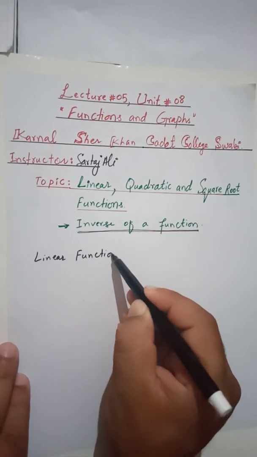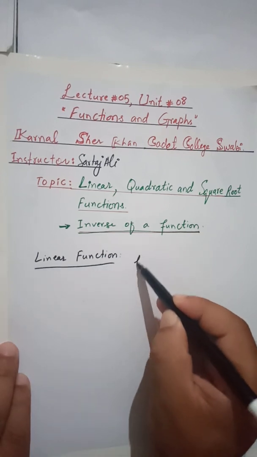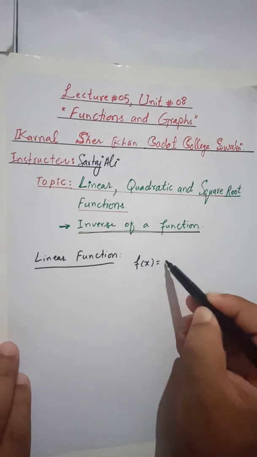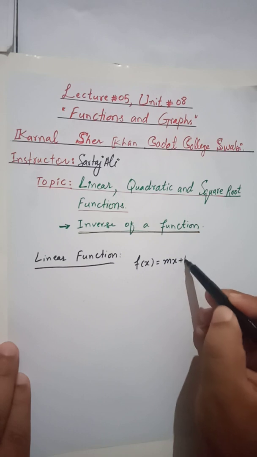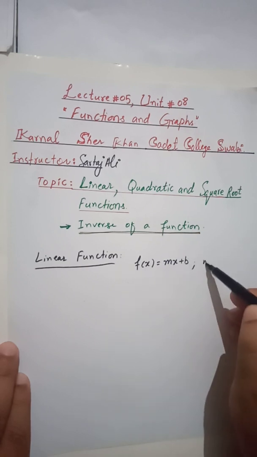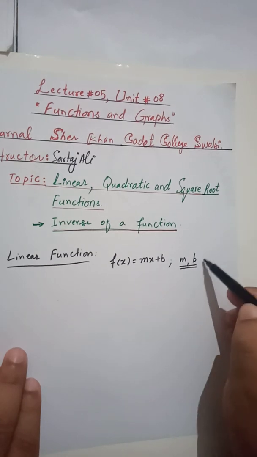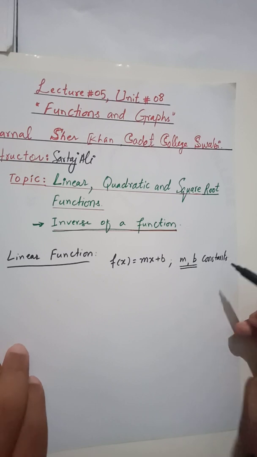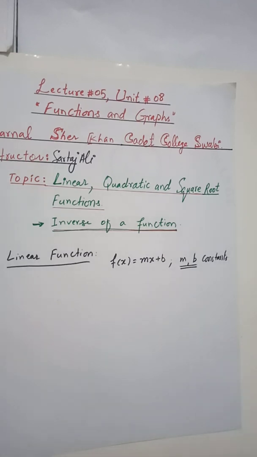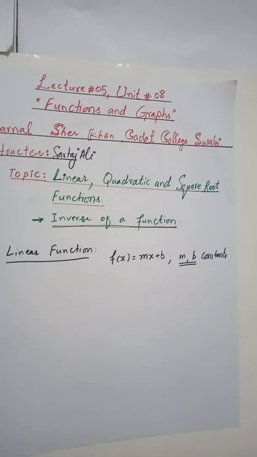A function of the form, which is written in the form f of x is equal to mx plus b, where m and b are constants. So a function which is written in this form, f of x is equal to mx plus b, such type of functions are called linear function.